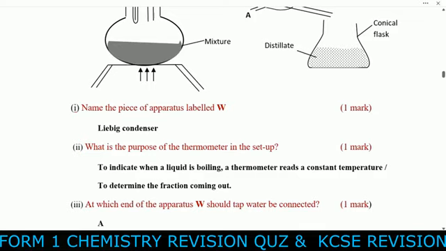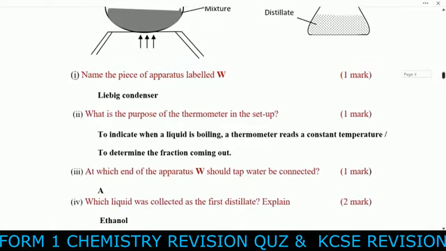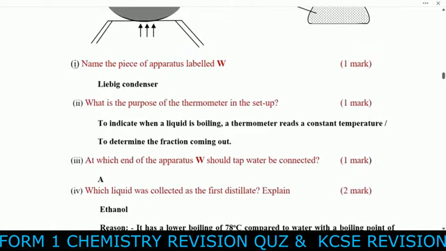What was the purpose of the thermometer in the setup? You can see the thermometer is here. Why was it used? It was used to indicate when a liquid is boiling. A thermometer reads a constant temperature to determine the fraction coming out. So first of all, to indicate when a liquid is boiling, the thermometer reads a constant temperature. Then number 2, to determine the fraction coming out.